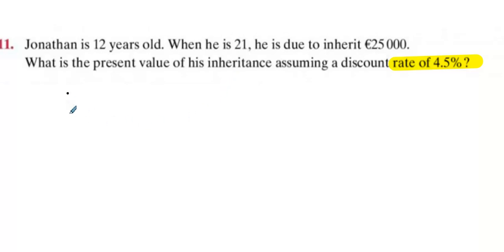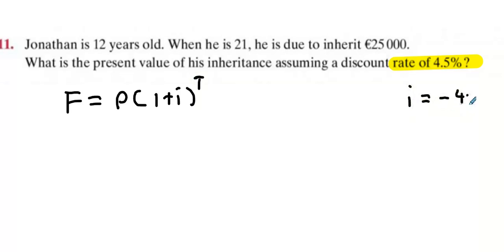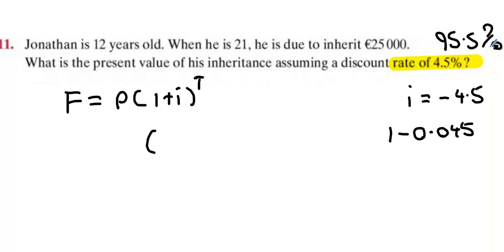Look at this. It's F equals P(1 plus I) to the power of T. But the problem is the I value is actually a negative 4.5%. And what's happening there is it's 1 take away 0.045. So every year that goes by, you're only maintaining 95.5% of your money. Do you get what I'm saying? Every year that goes by, you're only maintaining 95.5% of your wealth. So that actually means you're multiplying by 0.955.